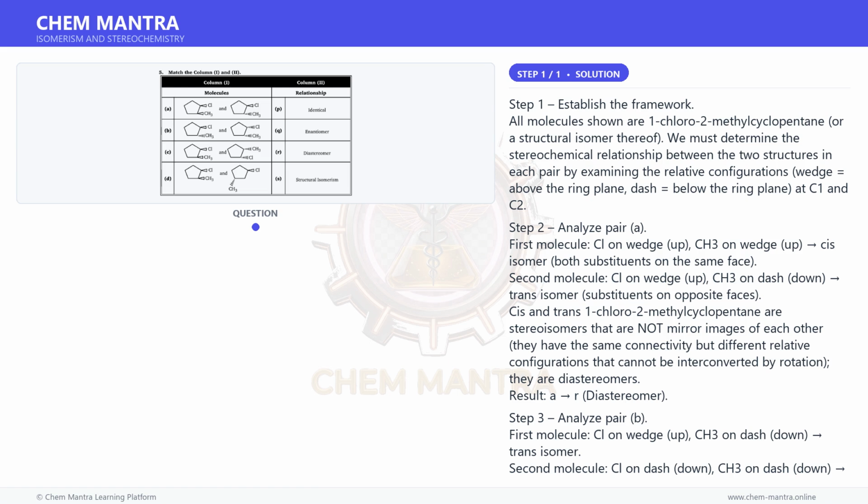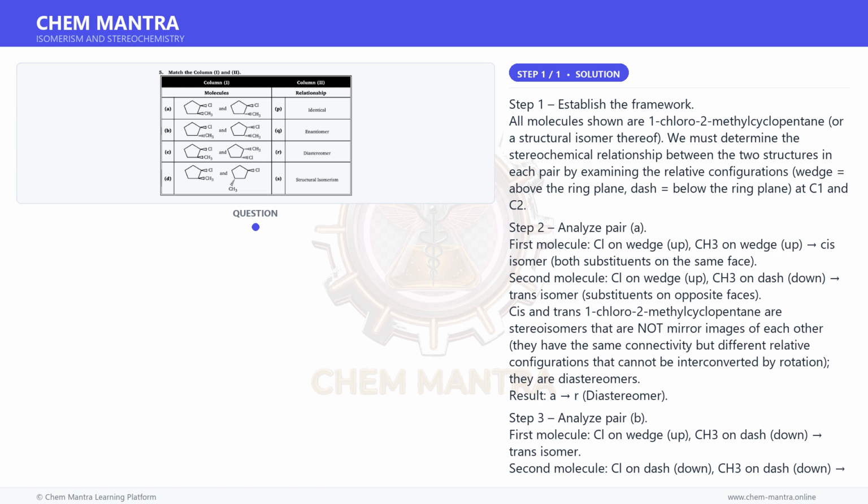Cis and trans 1-chloro-2-methylcyclopentane are stereoisomers that are not mirror images of each other. They have the same connectivity but different relative configurations that cannot be interconverted by rotation. They are diastereomers. Result A-R, diastereomer.